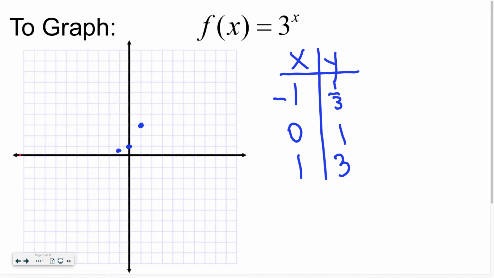Okay. We have our horizontal asymptote of y equals 0. And then we want to make sure that we have a nice curve that approaches our horizontal asymptote.